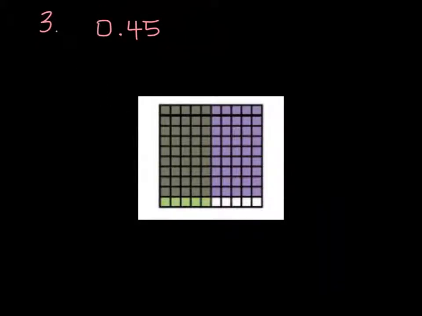So the answer to number 3 is 45 hundredths. You have an area here going across of 0 and 5 tenths, and you have an area right here of 0 and 9 tenths. Or you could individually count these up.